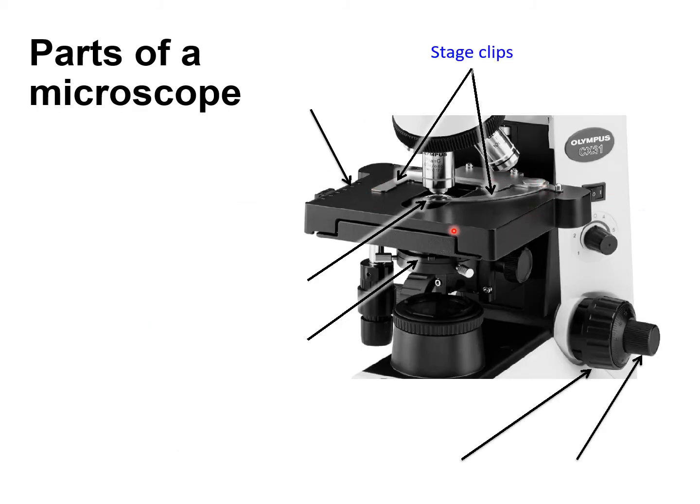This is the stage where you're going to go ahead and place your slide. And on the stage, you're going to notice that there are those stage clips, and those stage clips usually ensure that your slide is placed in position and it's not going to move around. So the stage clips kind of hold on to your slide. Now, when you want to move the stage, as I said, use the stage controls right here to move your stage right, left, backwards, forwards.